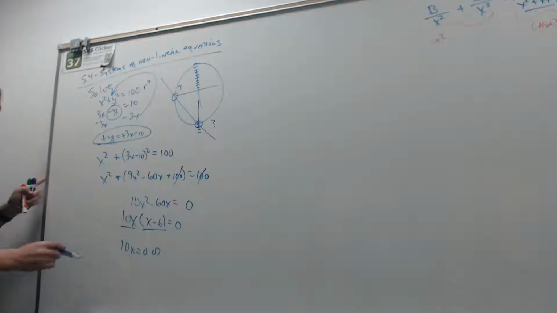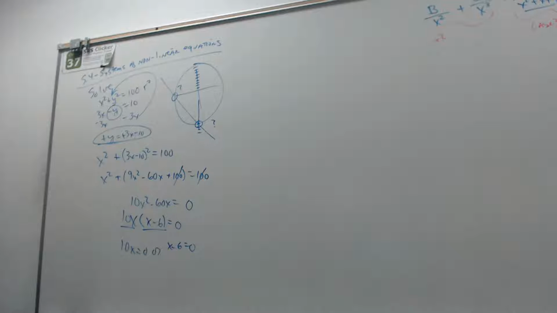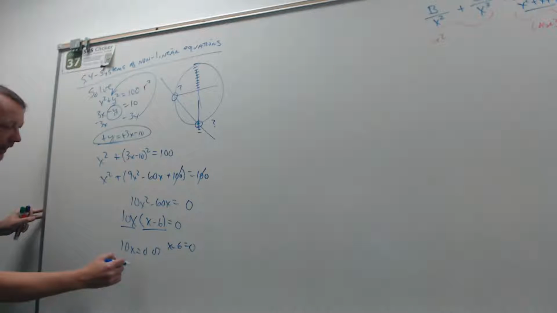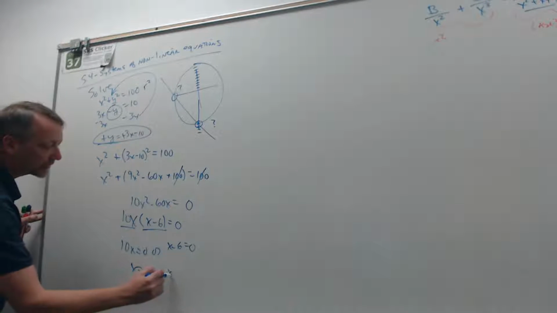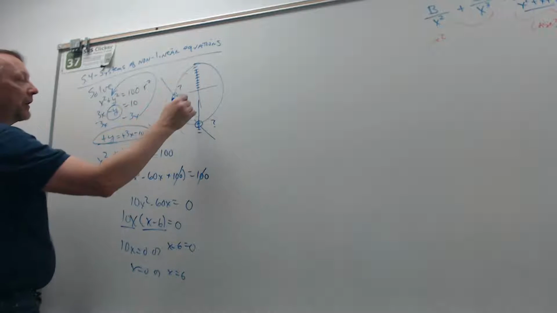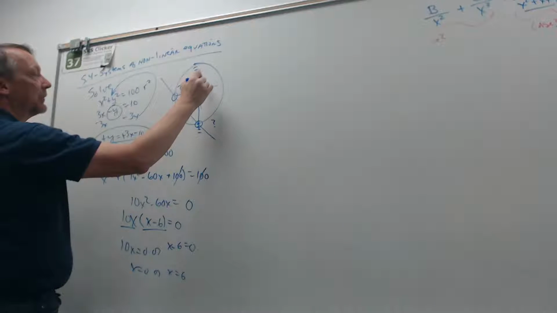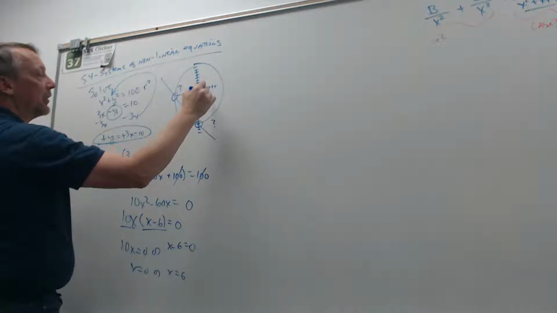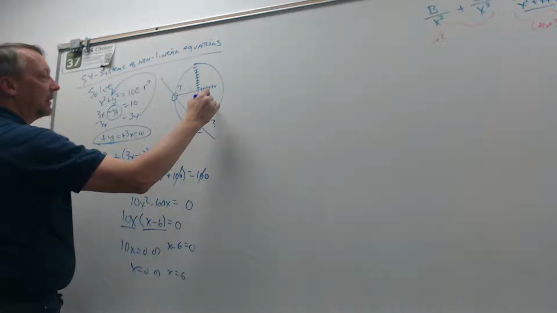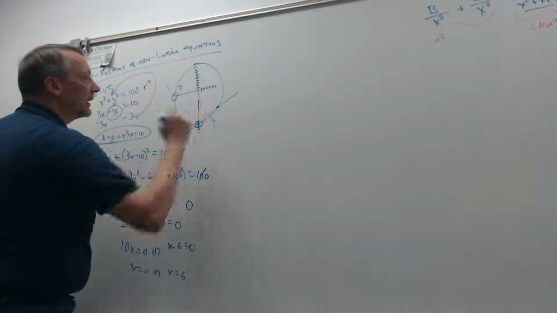Anyway, x minus 6 equals 0, so therefore x equals 0 or x equals 6. Okay, so I know that x equals 0, but now I've got to figure out what this point is, and x is 6. 1, 2, 3, 4, 5, 6. So it's probably going to pass about right here. This line is now wrong. It's going to go like that.